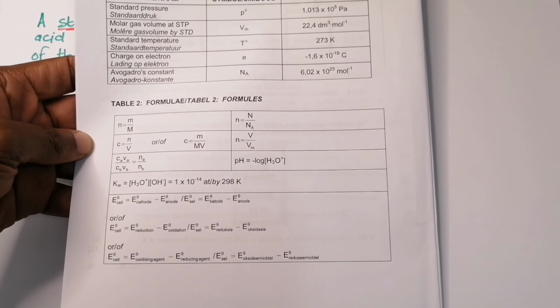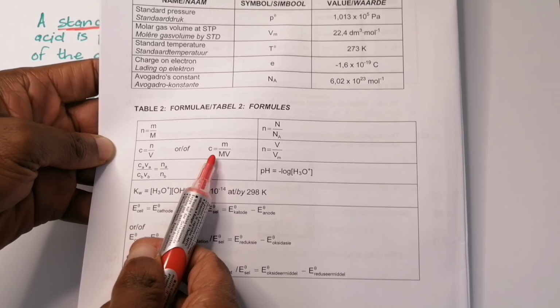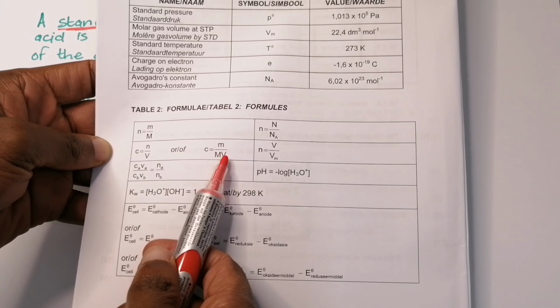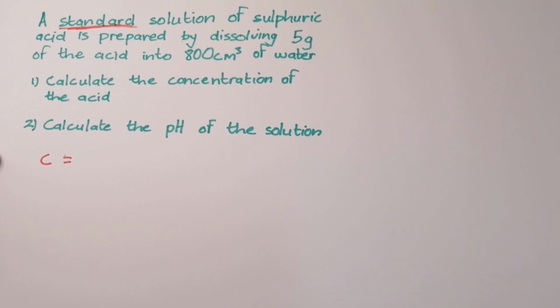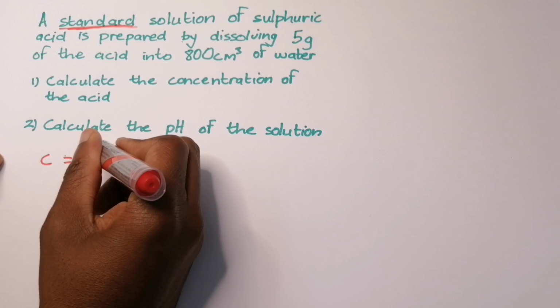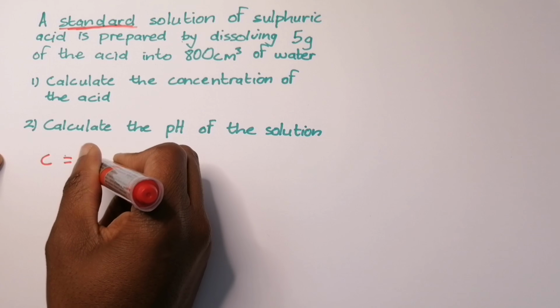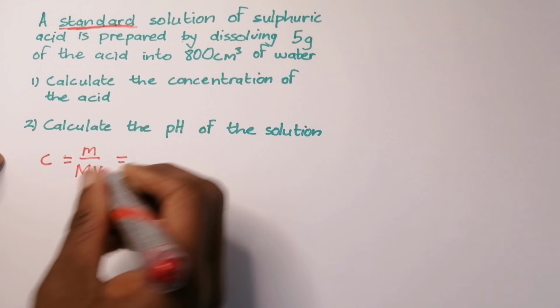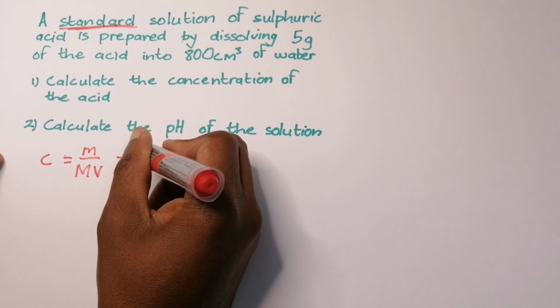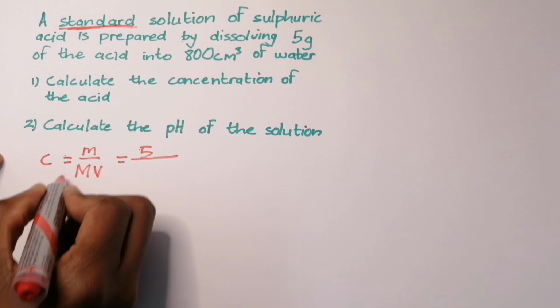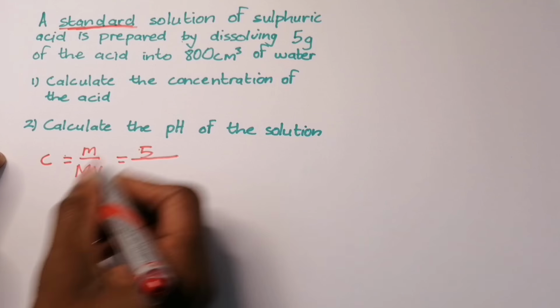Remember that you're given this. It's that formula there, concentration is mass over molar mass multiplied by volume. Can you see that? Okay, so we know concentration is going to be mass divided by the molar mass multiplied by the volume. Now let's check. Do we have the mass? Yes, we're given that as 5. Okay, molar mass. All right, so where are we going to get that?